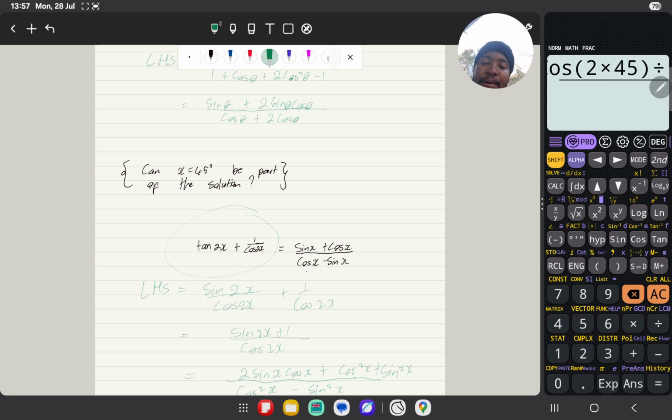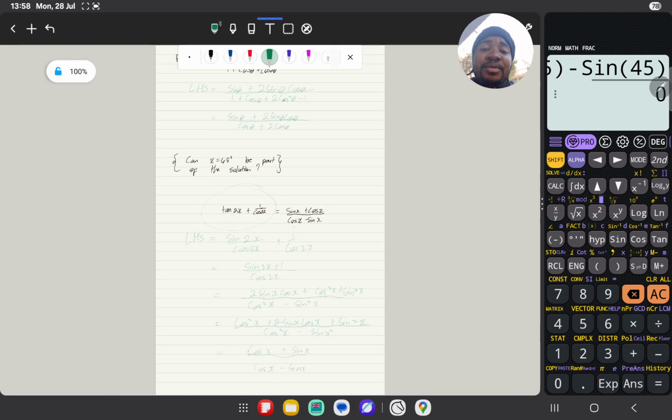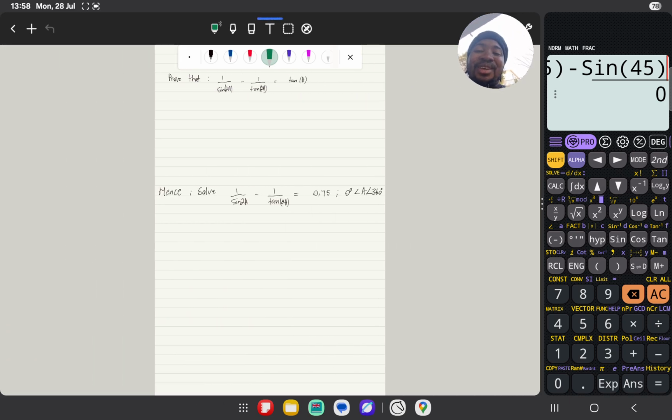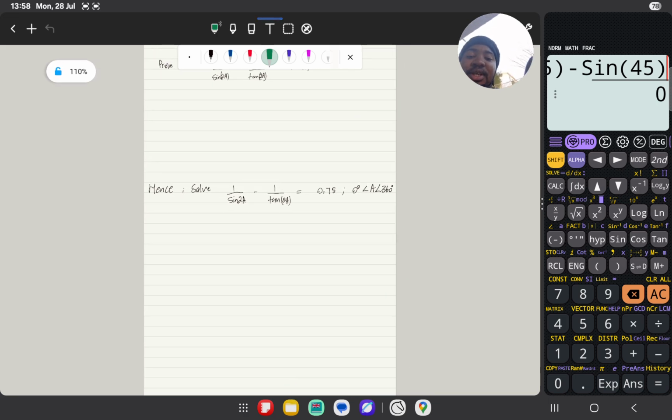But when you look at it on this side, you might say, perhaps it will be, because then cos x, oh no, it cannot be, because we have cos 45 minus sine 45. Still you have a denominator of 0, so there is no way x being 45 is going to be an answer. We do these last proofs and we are done.